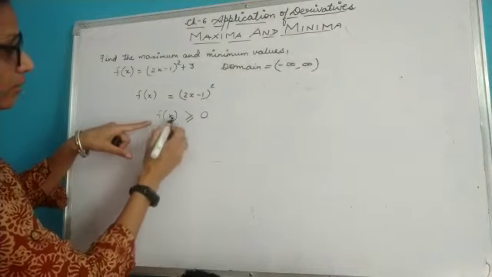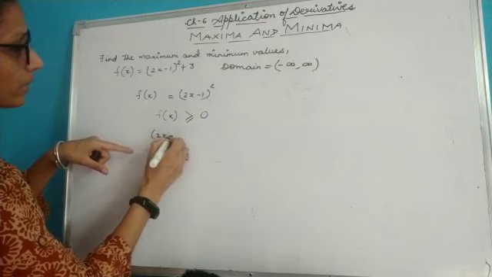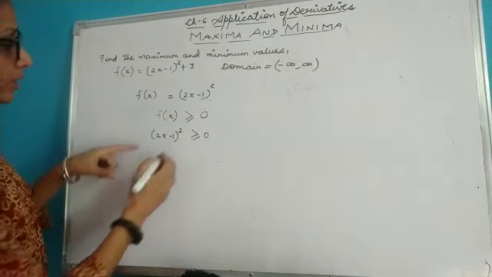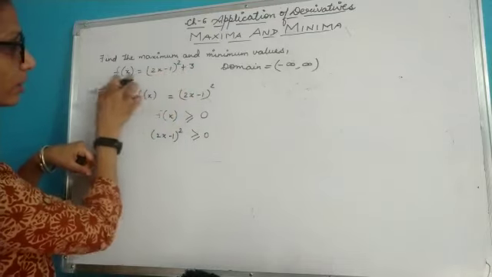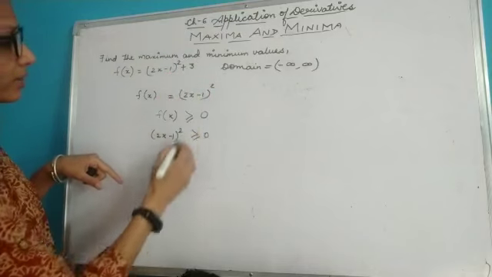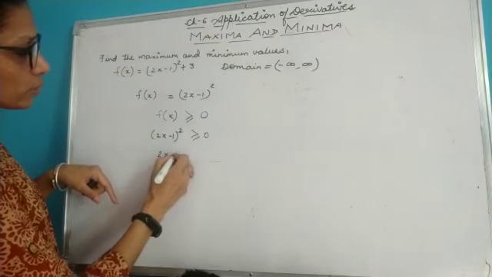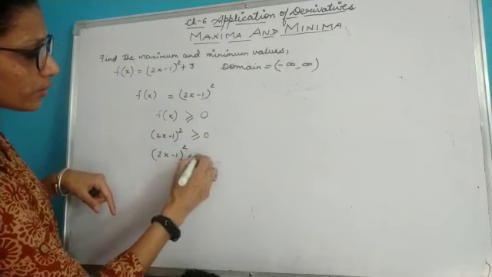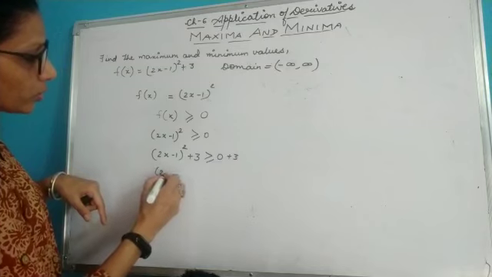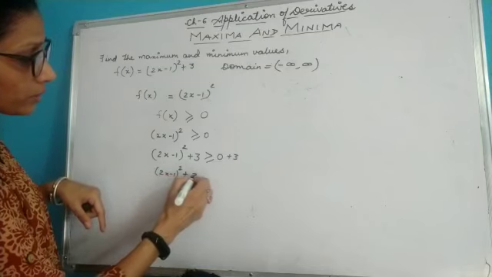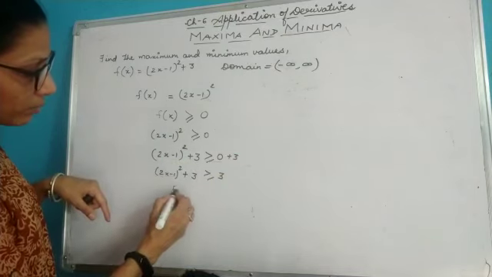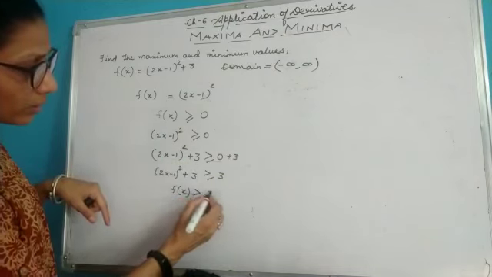Now, if (2x minus 1) whole square will always be greater than or equal to 0, and I want to frame this complete function which is given to me as the question, then I can add 3 on both the sides. So I will be getting (2x minus 1) whole square plus 3 greater than or equal to 0 plus 3, which gives me (2x minus 1) whole square plus 3 greater than or equal to 3. That means f(x) is greater than or equal to 3.